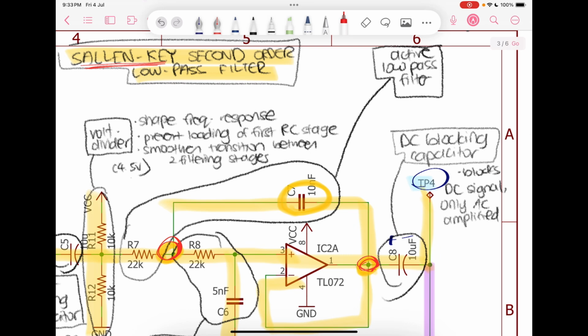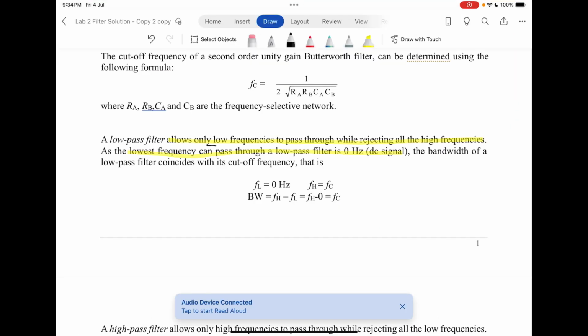Now how do I know it's a Sallen-Key? It is because of the feedback from the non-inverting input with a capacitor. Now a low pass filter allows only low frequencies to pass through while rejecting all high frequencies. As the lowest frequency that can pass through a low pass filter is 0 Hz, the bandwidth of the low pass filter coincides with its cutoff frequency, that is, the low bandwidth being 0 Hz and FH being the cutoff frequency.